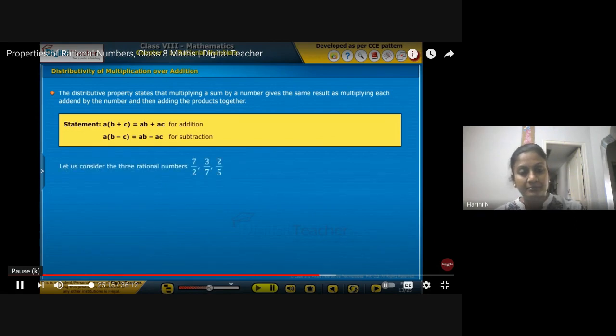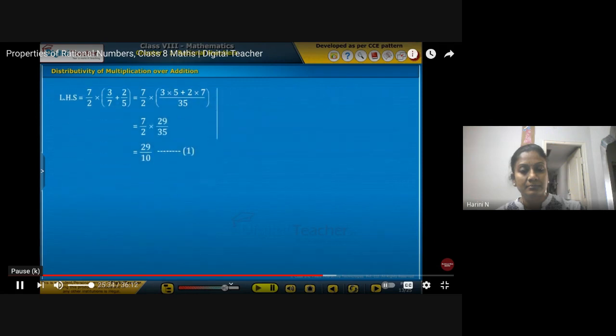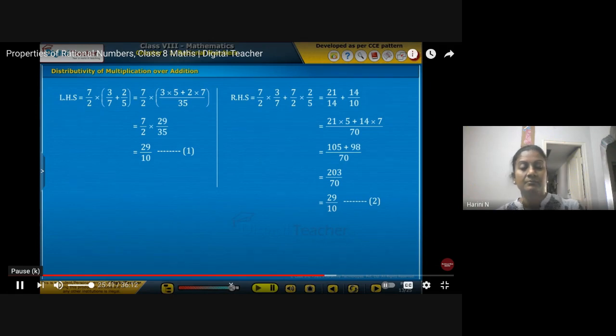Let us consider the three rational numbers 7 by 2, 3 by 7, and 2 by 5. By solving, we get LHS equal to 29 by 10. Let us represent it as 1. RHS equal to 29 by 10. Let us represent it as 2. As both LHS and RHS are equal, we say that multiplication is distributive over addition of two rational numbers.